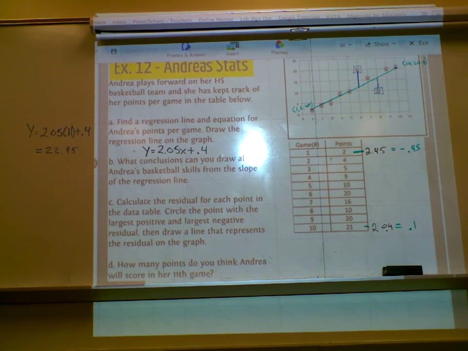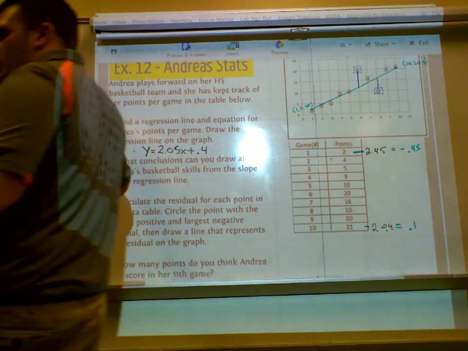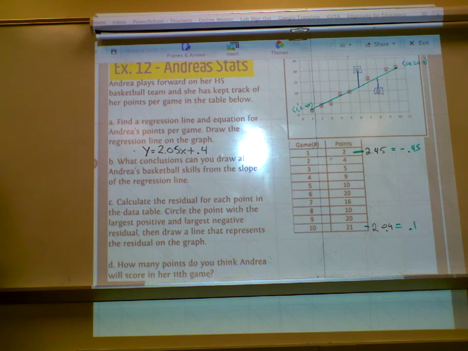All right, are there any questions about this problem? Okay. One more thing I want to teach you, and then we're going to try the next example. There's this cool thing called a centroid.